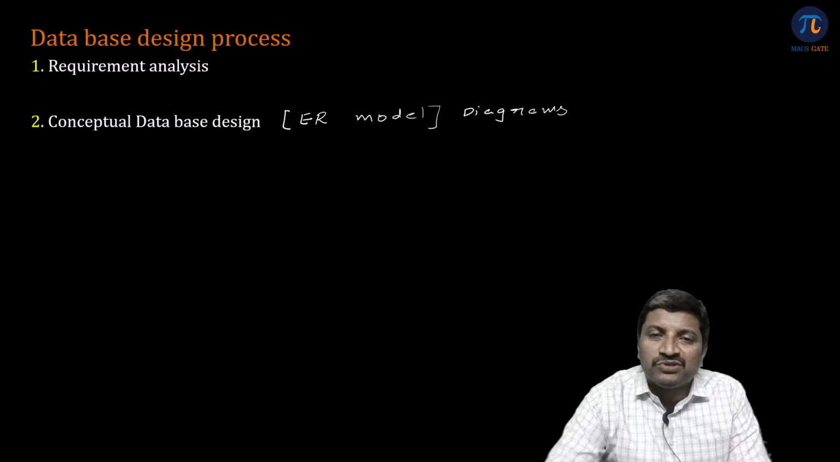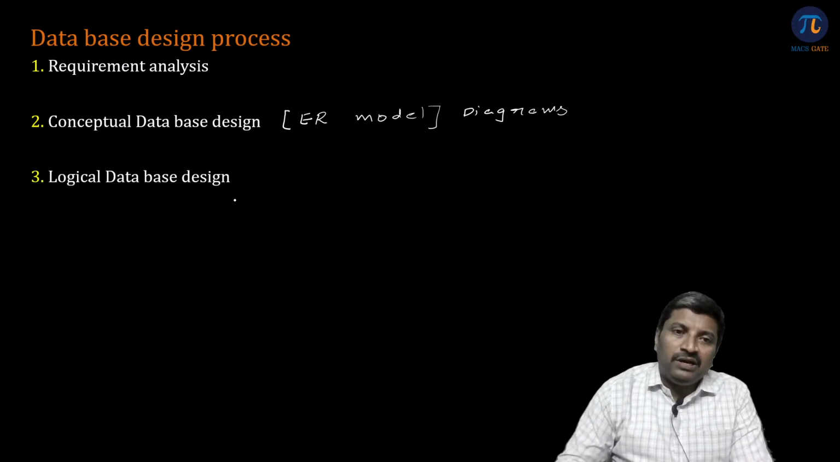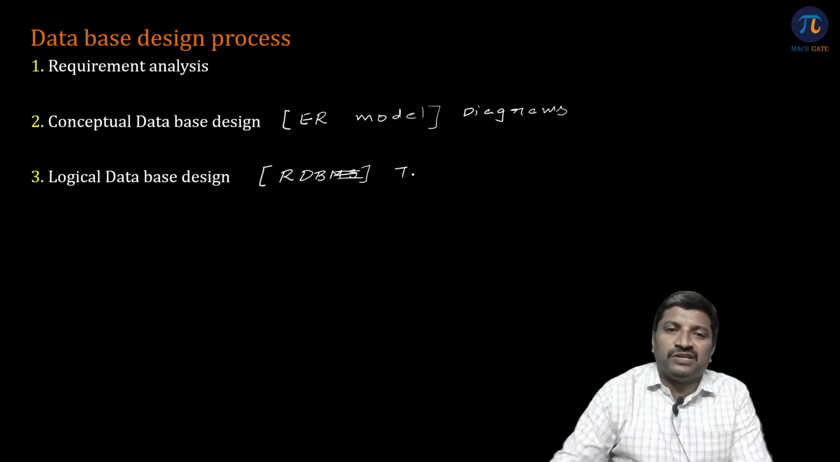After ER diagrams are ready, we go for logical database design. This we have already studied, which is called RDBMS, Relational Database Management System. So in the relational database, we define the tables. All the objects we define in terms of tables or relations.